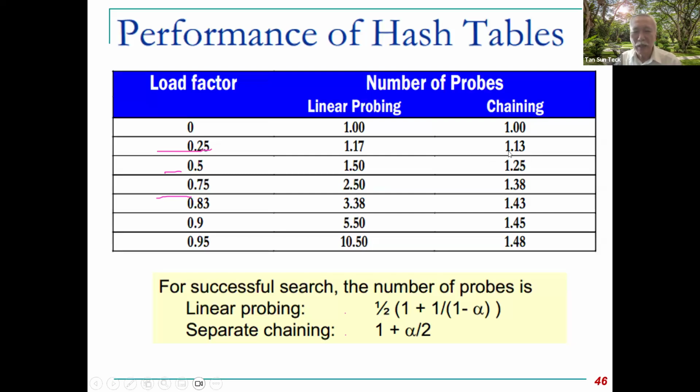But you can see that if it is 0.95, meaning the table is almost full, and you still do linear probing, the number of probes is going to increase to 10.5 and so on, right? So for a successful search, the number of probes is this. On average, one step is to send the value into the hash function to return the hash value, and then the other part is where you are doing the searching. For separate chaining, we say it is like 1 plus alpha over 2.